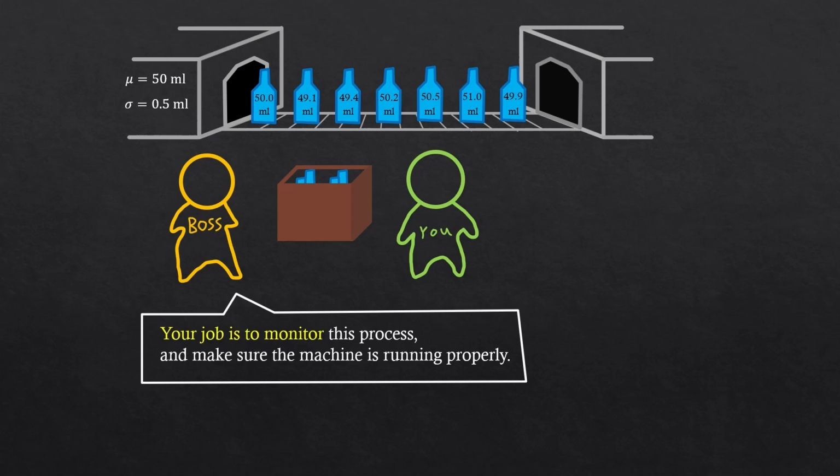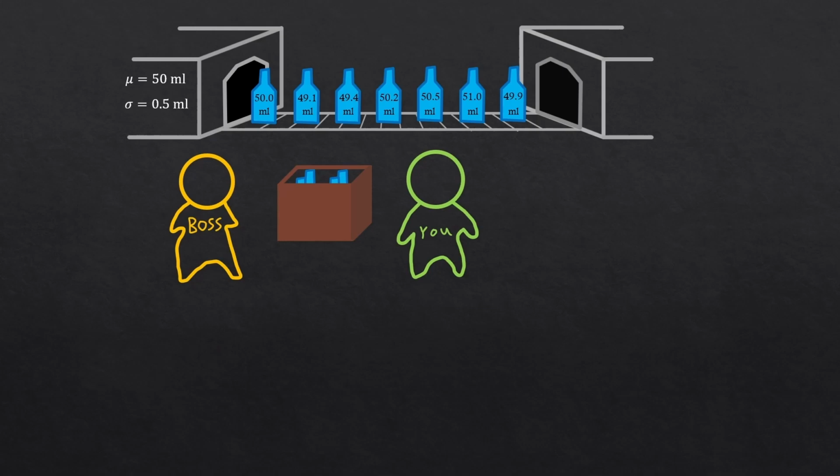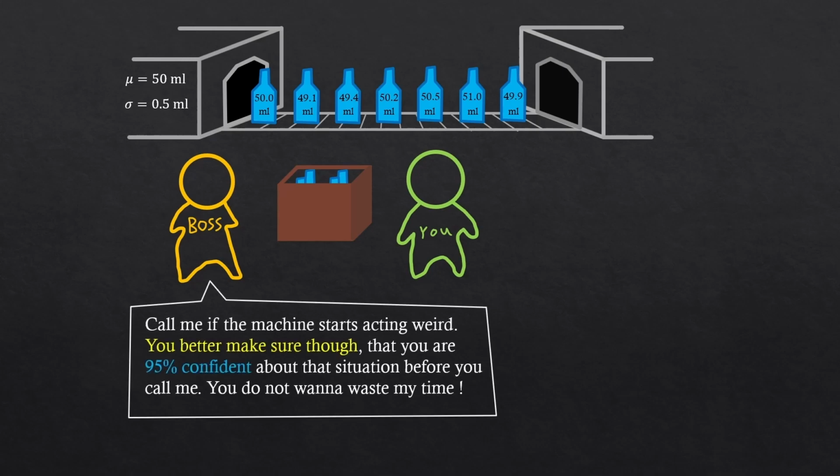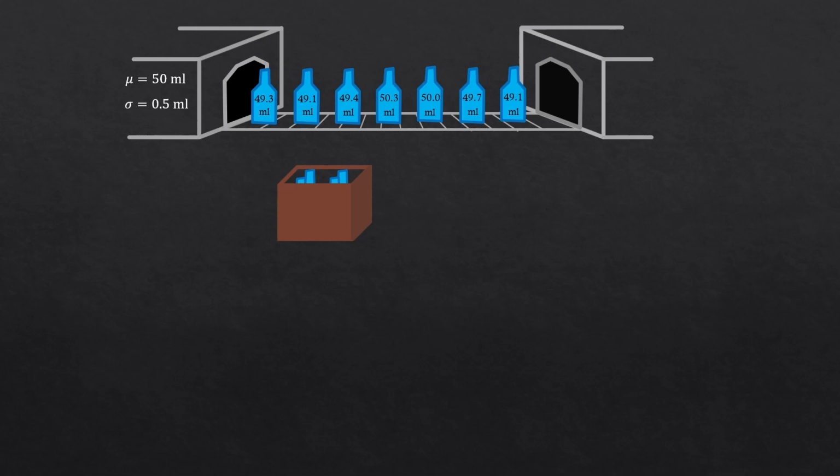He says your job is to monitor this process and make sure the machine is running properly. So that's gonna be your task, okay? Then he tells you to call him if the machine starts acting weird. But here's the thing, he's warning you. You better make sure though that you're 95% confident about that situation before you call me. You do not want to waste my time. Okay, that sounds a little mean, but let's get to work.